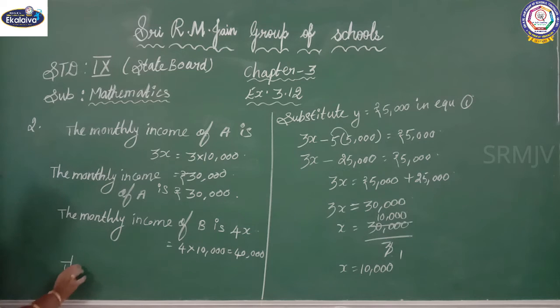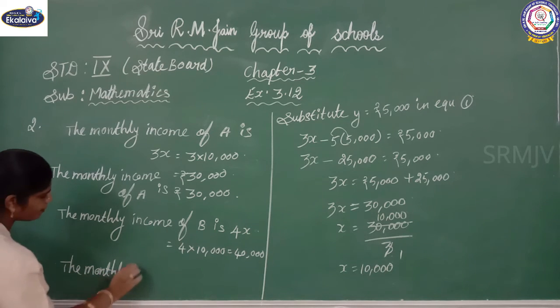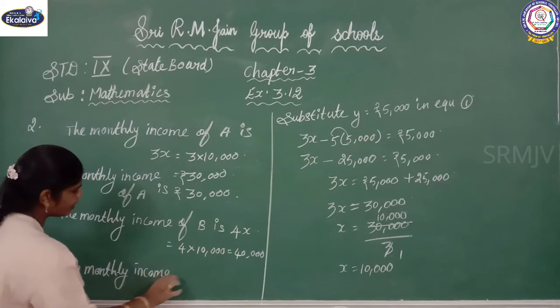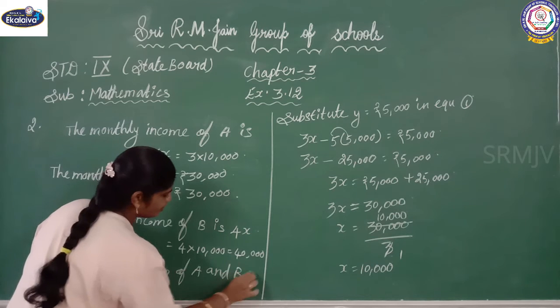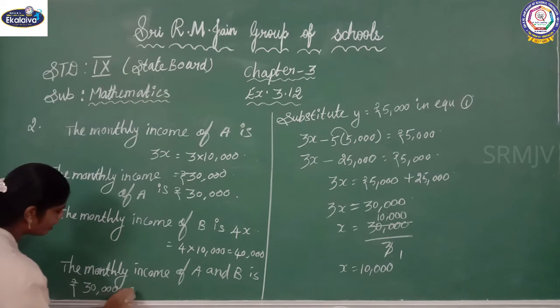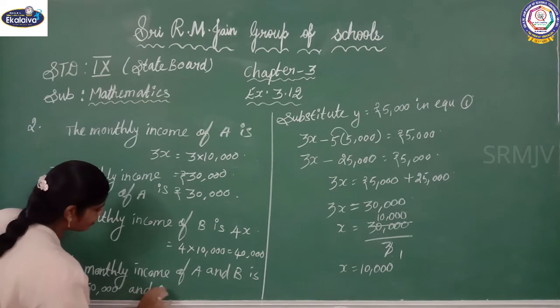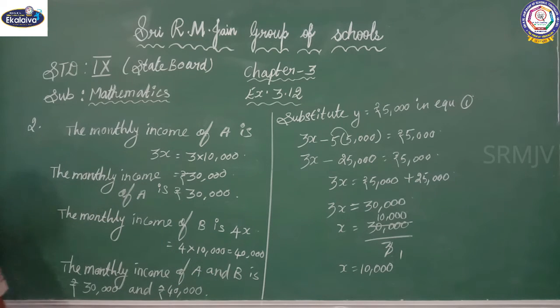So the monthly income of A and B is 30,000 rupees and 40,000 rupees. Is it clear, children?